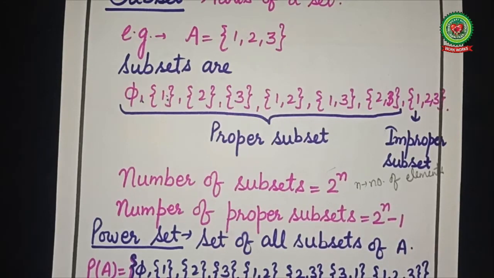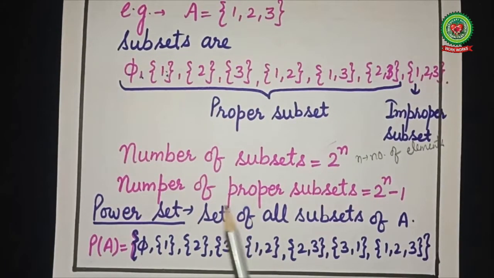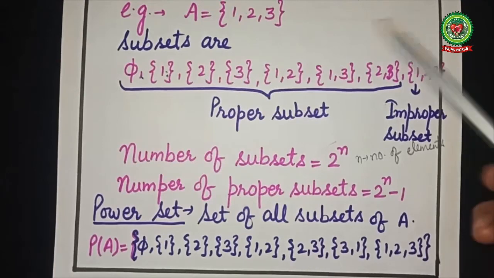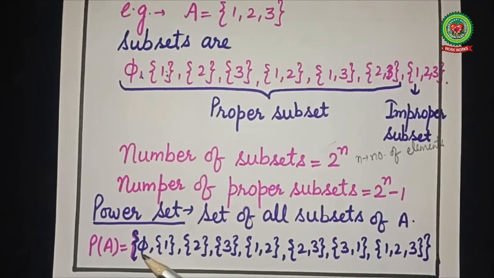Now, next is power set. Power set is defined as the set of all the subsets of A. Whatever set is given, we have to write down all its subsets in one set. It is denoted with P(A). So, for example, these are the subsets of this set A, and when we write down all the subsets in one set, it becomes a power set.